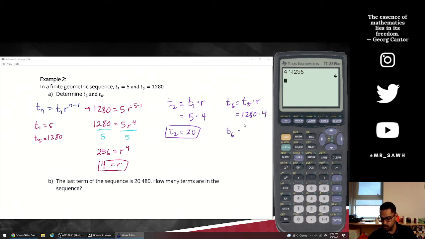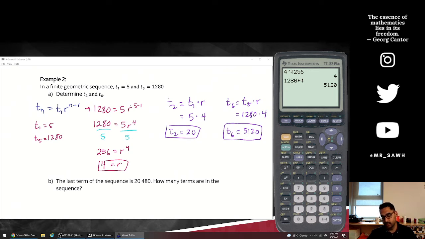So the sixth term here is 5,120. Let me just double check. I feel like that's right, but I've been wrong in the past. There we go. Right, there's our sixth term. Okay, so it looks good. If I know what one term is and I know the ratio, I can build the next consecutive one.